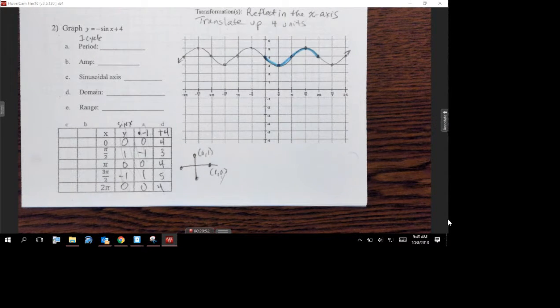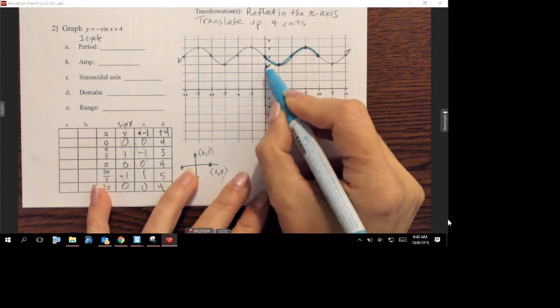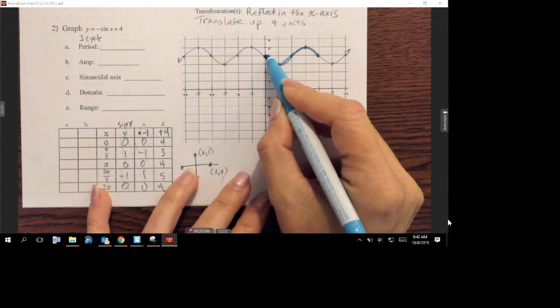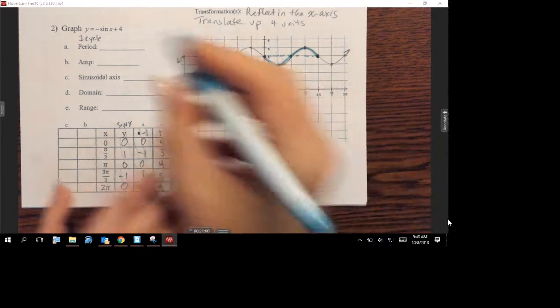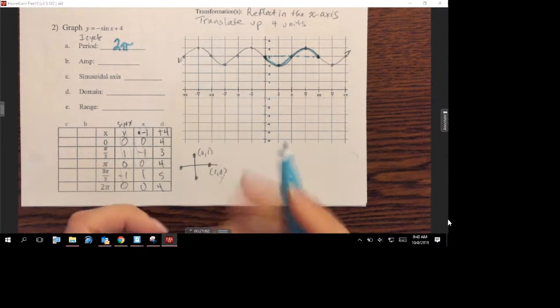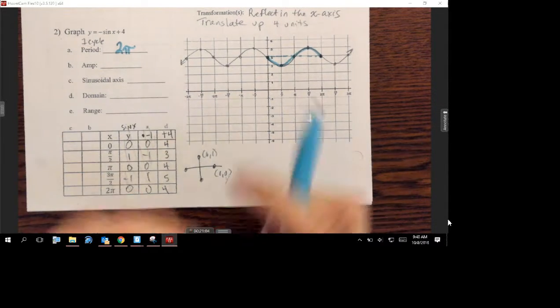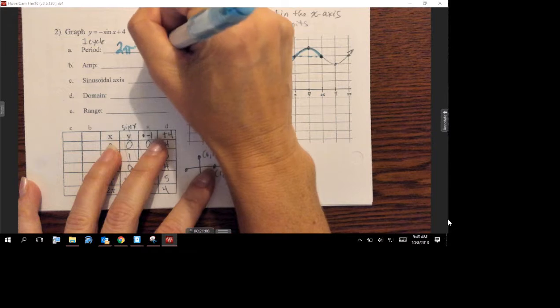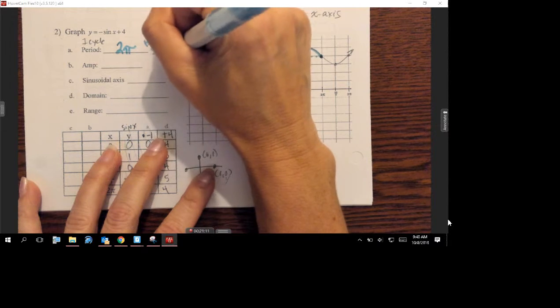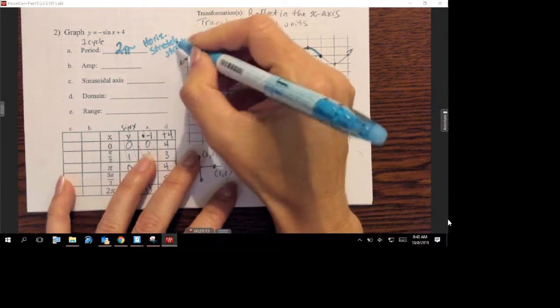One full cycle, one big circle, is how long? 2 pi. And if you look from right here at the start to the end, that is a length of 2 pi. So the only thing that would change the period would be a horizontal stretch or shrink. That's the only thing that would change our period.